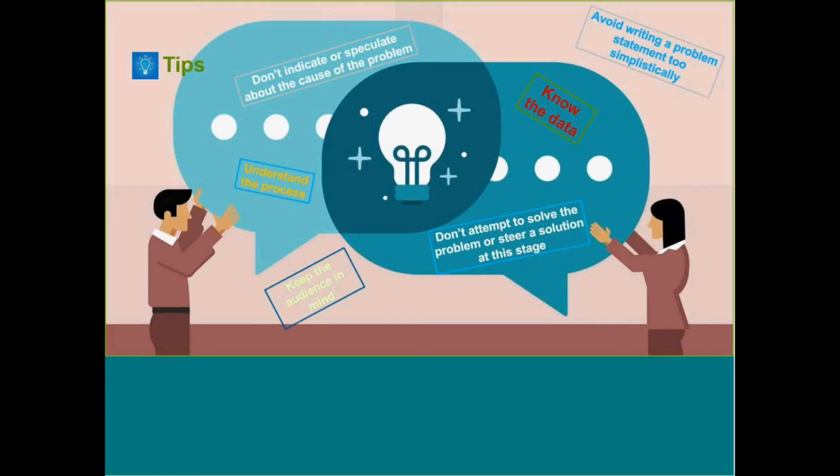Know your data. Make sure that the data in your problem statement is accurate. Now, if it's not accurate, it's okay to speculate, with roundabouts in the data. We can't get too far out of line here because we're going to have to back this up as we move through the DMAIC process.